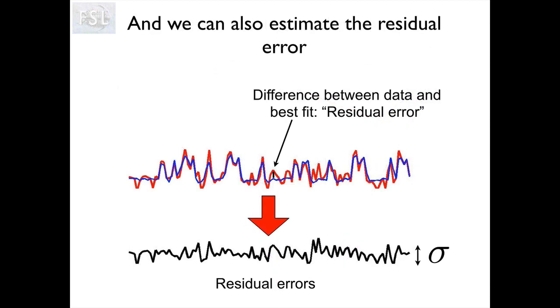Now, in addition to this, we can also estimate the residual error. The residual error is the difference between the data and the best fit. What we have here in red is the data, the best fit is this blue line here, and the residual error is what we get if we subtract the blue line from the red line, and it's this one here. The magnitude of these errors is a measure of the residual error, so this is essentially the standard deviation of the error. This is something we can also estimate, and it comes out in the estimation process, just like beta 1 and beta 2.